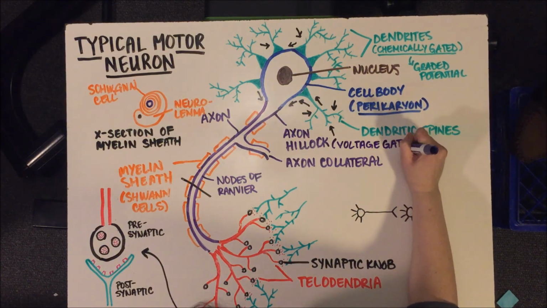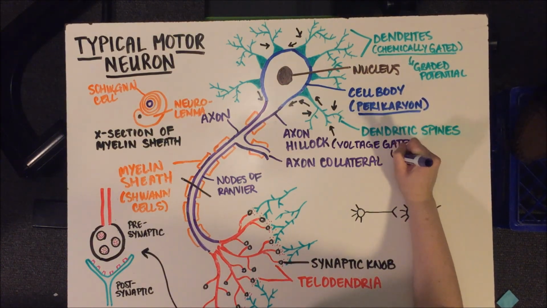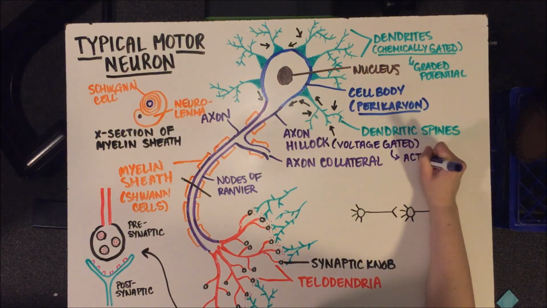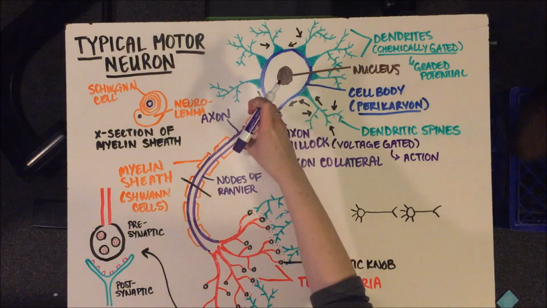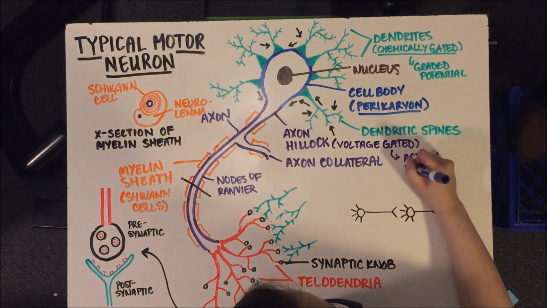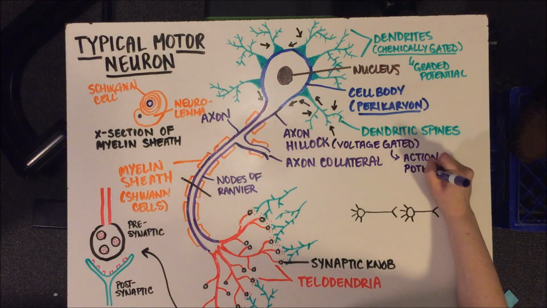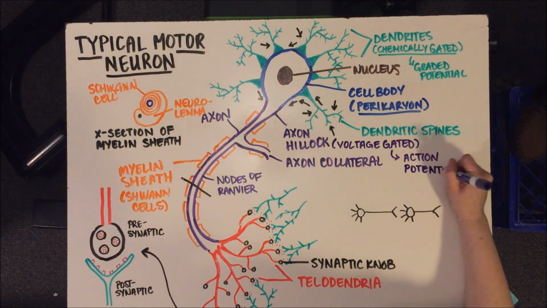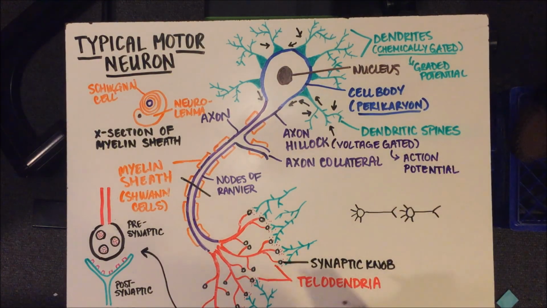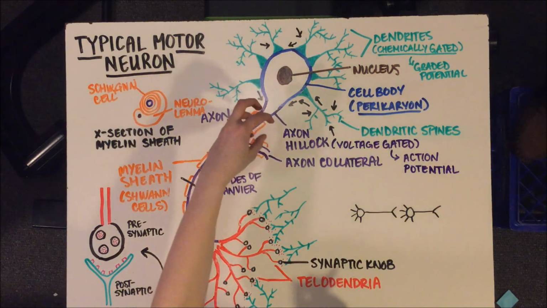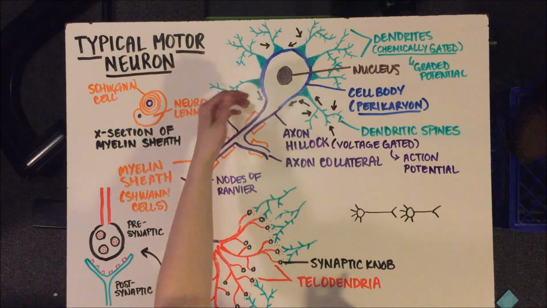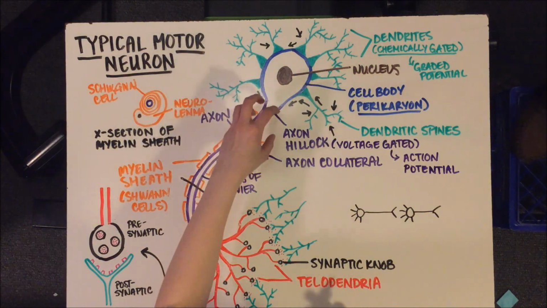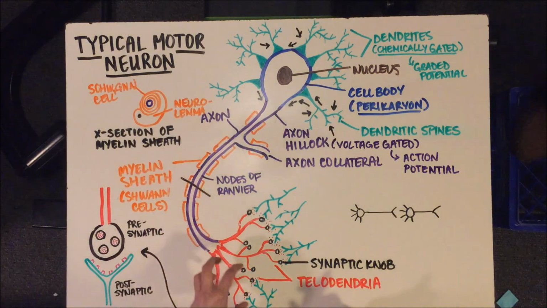So voltage gated, this means that it's going to form an action potential only if all the graded potentials are strong enough to form an action potential. And we'll talk more about action potentials and the difference between graded potentials and action potentials in another video. But for right now, all you have to know is that if the graded potentials are strong enough, an action potential will be formed in the axon hillock right here. And then that action potential, it's an all or nothing signal. So if it's strong enough, it'll flow all the way through the axon to the very end of the neuron.